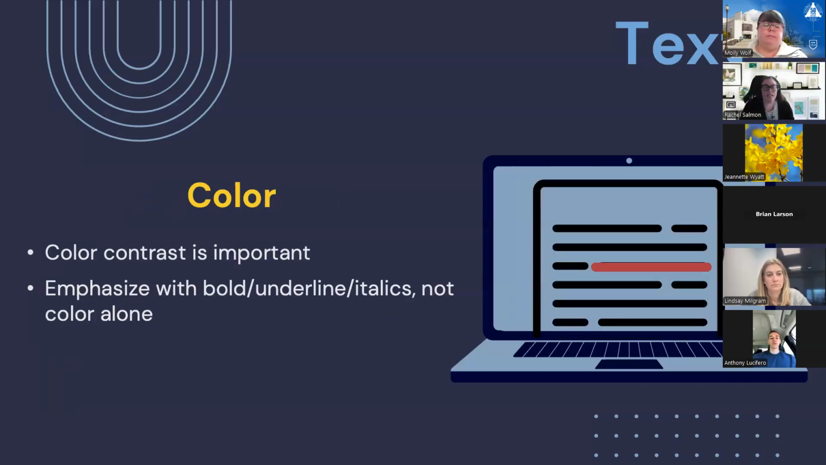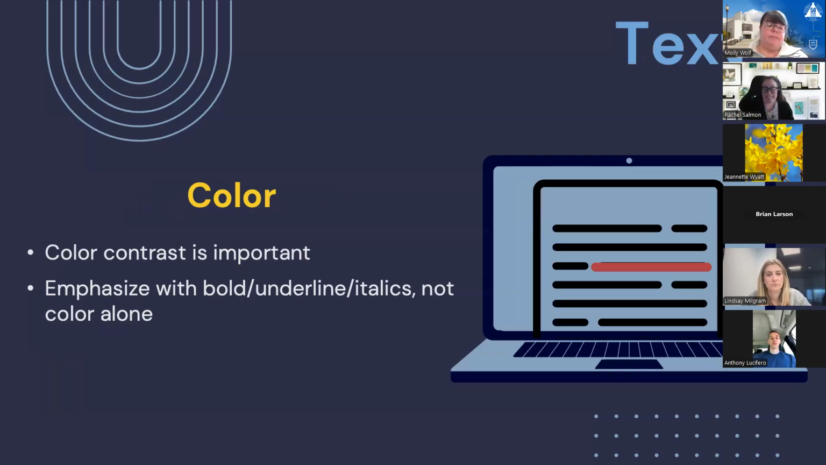So color is also a big one. On that very first slide I shared that was extremely hard to read, the contrast between the background and the text really affected our ability to see. So color contrast is a very important part of accessibility. There needs to be a specific difference between the background and the foreground.